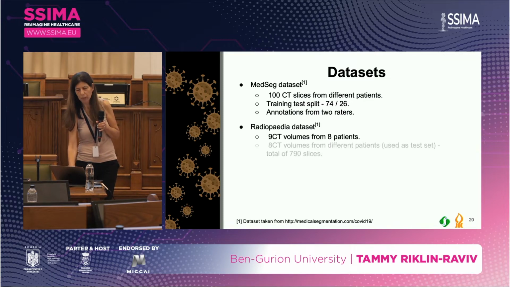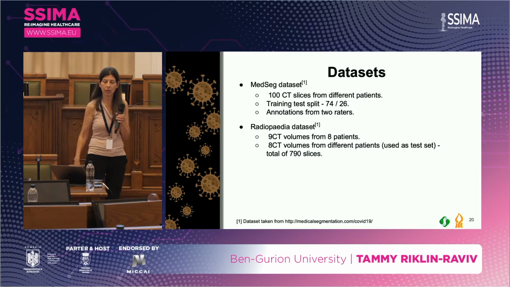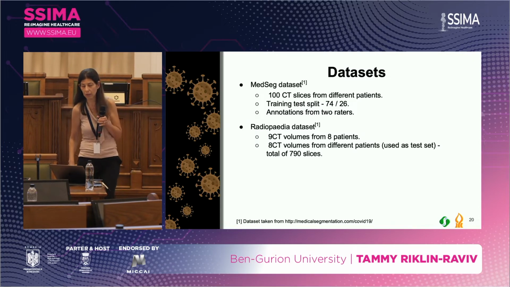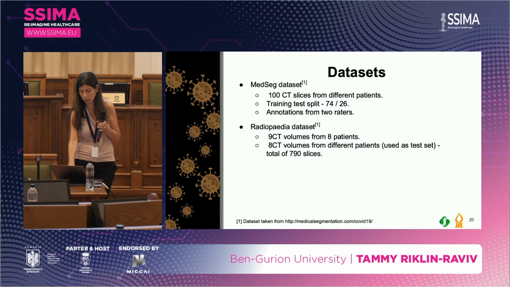A few more words about our data set. We have 100 CT slices, and the training-test split is 74-26. We have annotations from two different raters. One comes with the public data and the other is Gal, one of the co-authors of the paper. We have volumes that we keep only for test, altogether making up 790 slices. Again, we have annotations from two different raters.